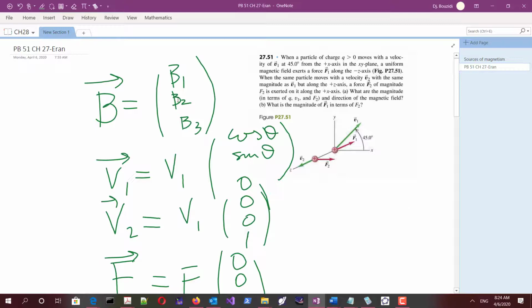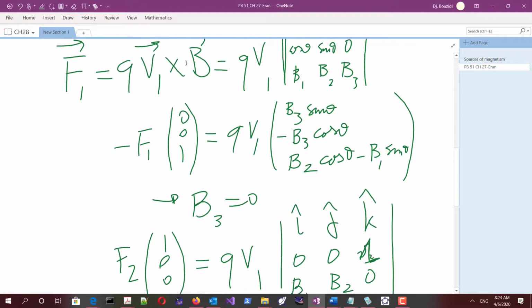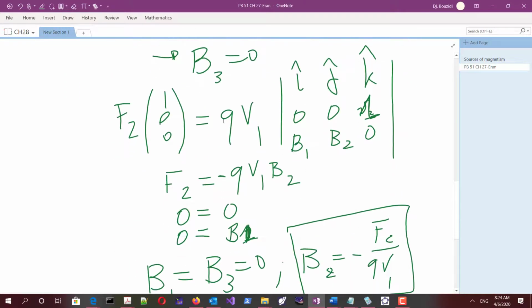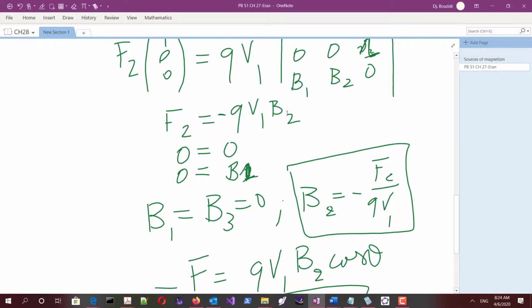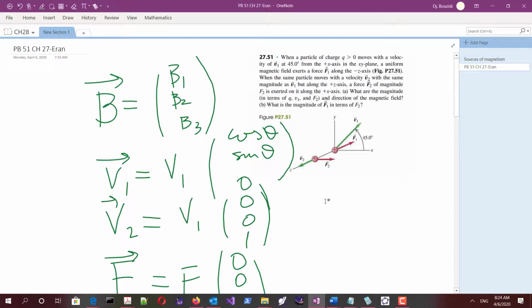So the only component that remains is the component along the z direction, the y direction, which means that at the end, this is the only equation that survives for the magnetic field. And once I solve this equation, because b1 and b3 are 0, the only thing that remains is b2, given by minus F2 over QV1.